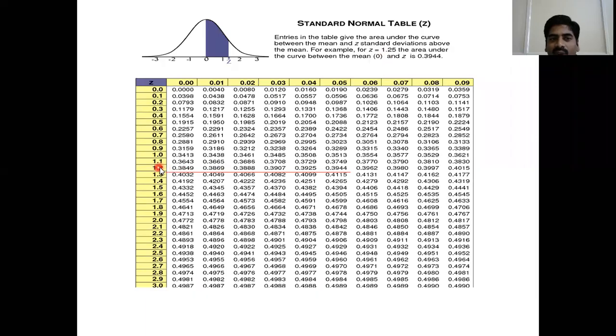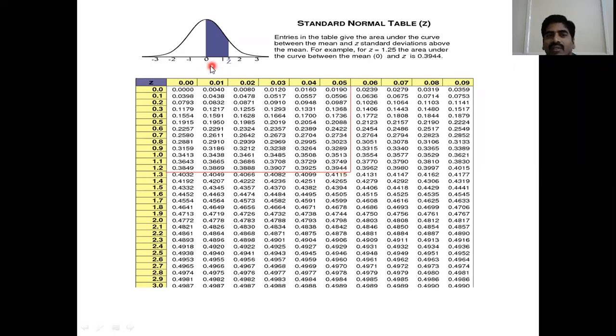Here this is 1.2 plus 0.05, that is 1.25. This is the corresponding value, 0.3944, because we are representing it with probability. If you multiply by 100, then this value is 39.44.